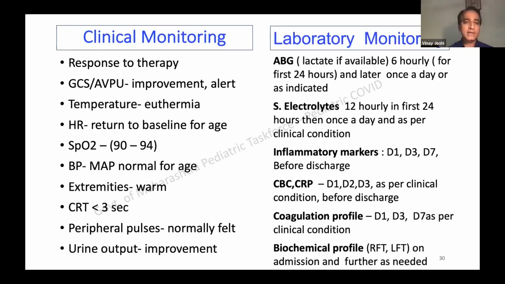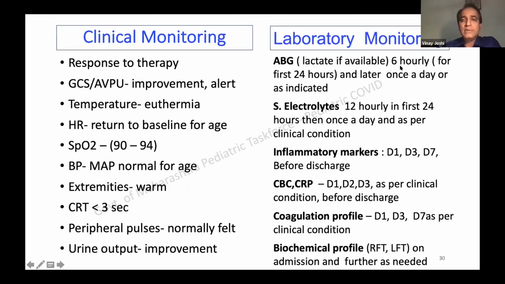Don't aim for higher saturations, because if you try to do that, you're going to do more harm by aggressive ventilation. So you need to have the modest targets of 90 to 94 saturations. Aim for normal capillary fill times. The extremities have to be warm. Your peripheral pulses have to be normal, and there has to be improvement in the urine output. So these are the targets which we are looking at when we are treating the child with MIS-C in the ICU. While doing that, the close laboratory monitoring is essential.